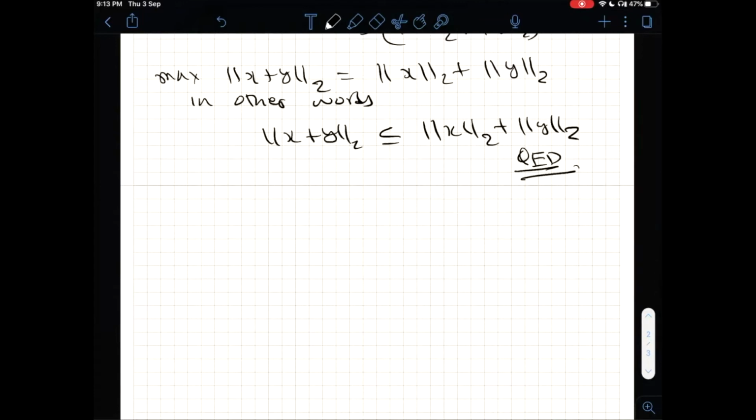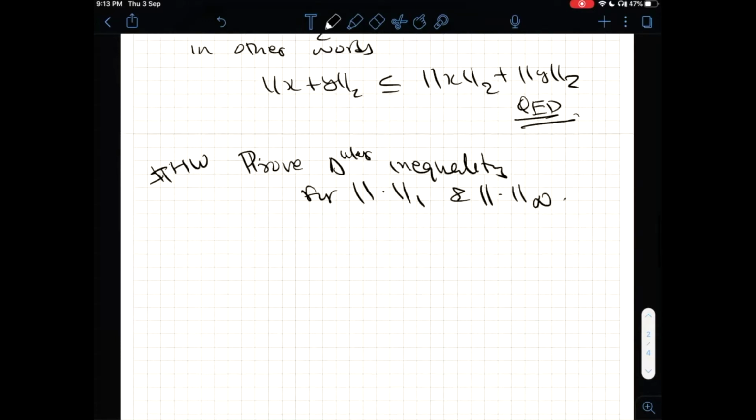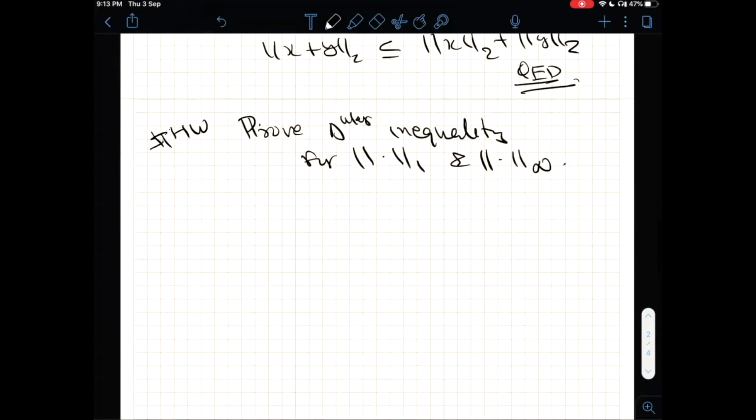Now, I will leave it to you as homework. Prove the triangular inequality for the first norm and the infinity norm. This is your own exercise now.